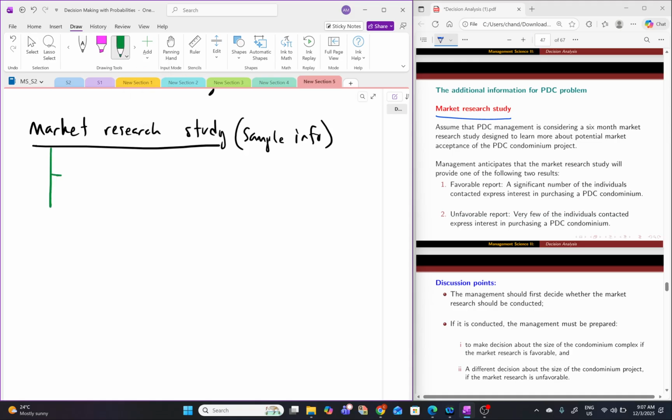When you do a market research study, two kinds of report are going to come out. One is favorable. What is a favorable report? You can read here. Many people, when they hire a market research study, say you are the manager of the company, you will hire somebody, an outside agency, to do this market research. That outside agency will go door by door.